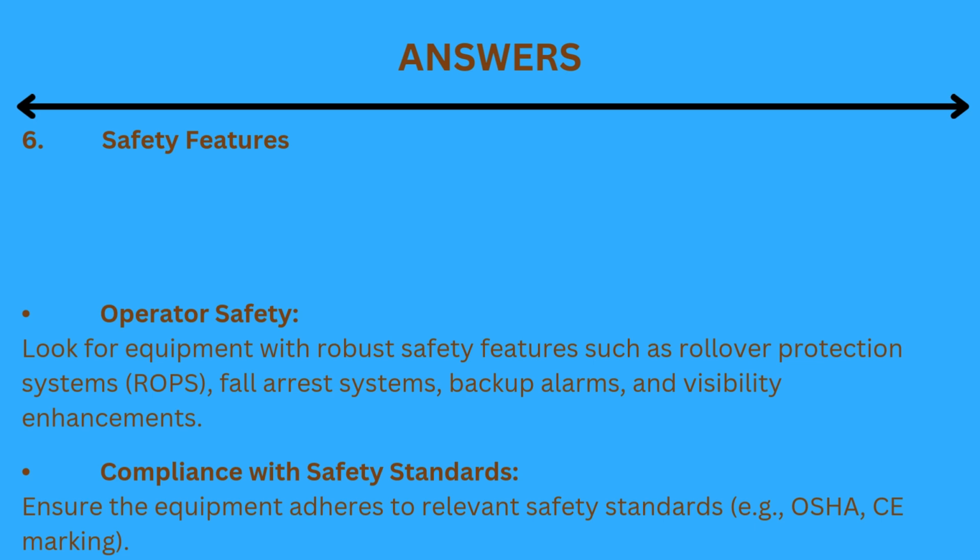6. Safety features. A. Operator safety. Look for equipment with robust safety features such as rollover protection systems, ROPS, fall arrest systems, backup alarms, and visibility enhancements. B. Compliance with safety standards. Ensure the equipment adheres to relevant safety standards, e.g., OSHA, CE marking.